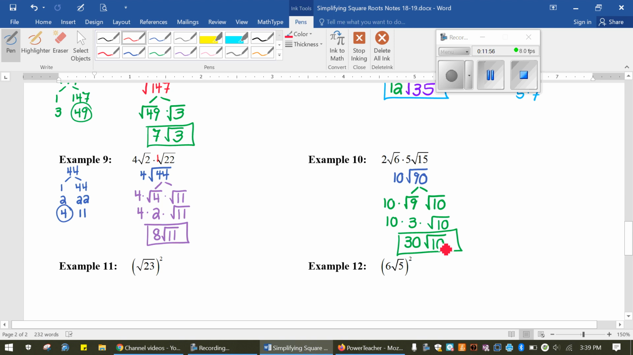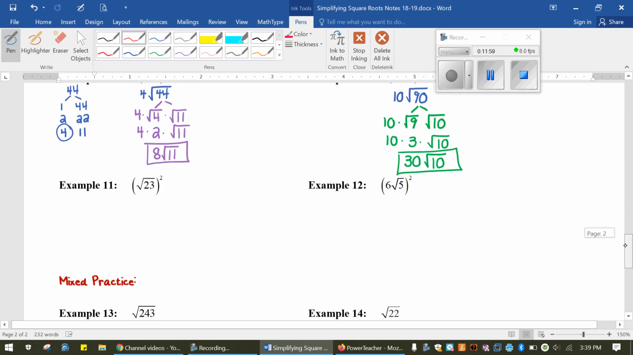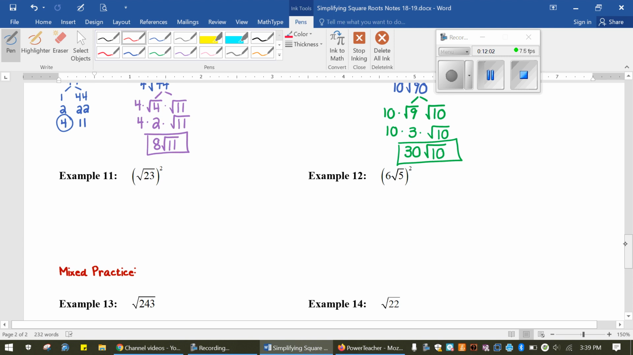All right, let's take a look at numbers 11 and 12. On number 11, what's really happening here is you are multiplying square root of 23 by itself. So square root of 23 times square root of 23 is going to be the square root of 529, which is just 23. So if you are squaring a square root, they're going to cancel each other, and you can get right to your answer of 23.